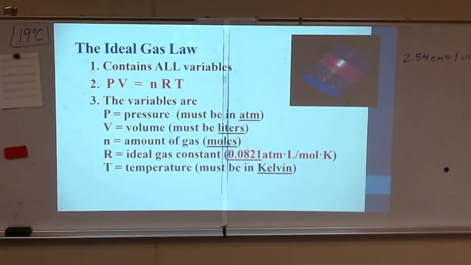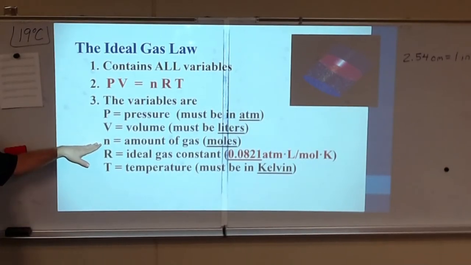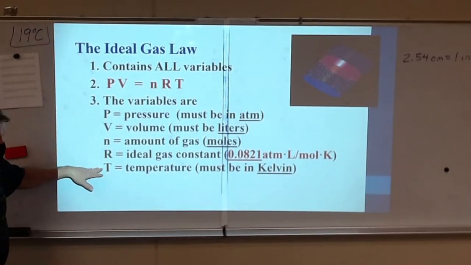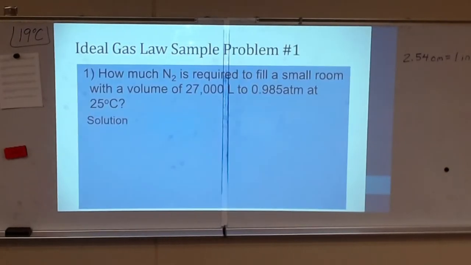So if I'm using the ideal gas law, I have to convert my pressure to atm. I have to convert my volume to liters. I have to convert amount, because if I give you grams, you've got to convert it to moles. Obviously, temperature always has to be in Kelvin, so you're already used to that. So, the ideal gas law.